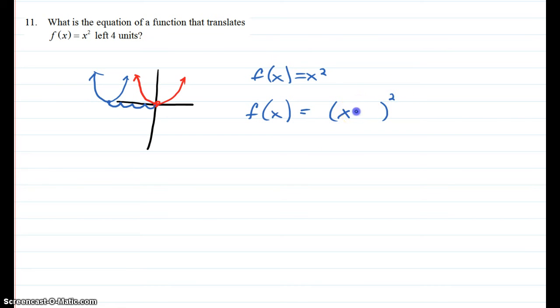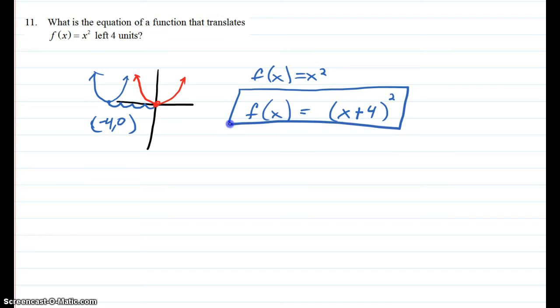A lot of times we might want to write minus 4, but remember, whatever is inside the parentheses is counterintuitive, and it goes back to what makes the inside 0. If it's negative 4 here, our vertex is at negative 4, 0. If I plug negative 4 in here, it doesn't make it 0. So this is actually x plus 4, because now negative 4 plus 4 is 0, and that's what I want. So this would be the function that moves the parent function 4 units to the left.